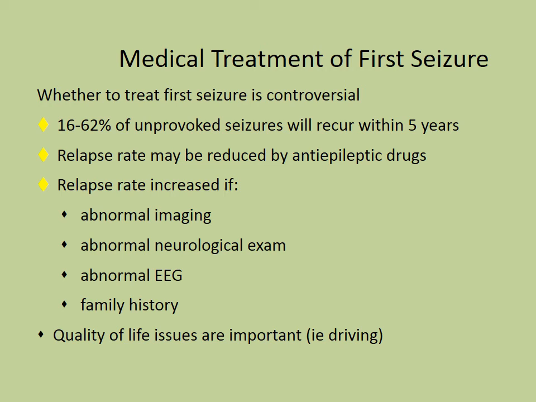Recurrences are more likely if there's been an earlier neurologic injury sufficient enough to cause seizures. If when you did your MRI you noticed some structural abnormalities, if there is a family history of epilepsy, all of those things make it much more likely that the patient's going to have a second seizure later. Most studies also suggest that partial seizures are more likely to recur than primarily generalized tonic-clonic seizures.